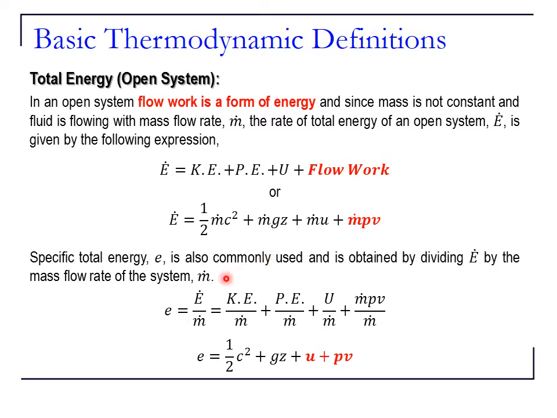We can also define the specific total energy e for the open system by dividing by m dot on both sides. On the left hand side, we're going to use a lowercase e for the specific total energy, which is equal to E dot divided by m dot. And then finally we can get this formula. So that's the specific total energy, specific kinetic energy, specific potential energy, specific internal energy, and specific flow work.